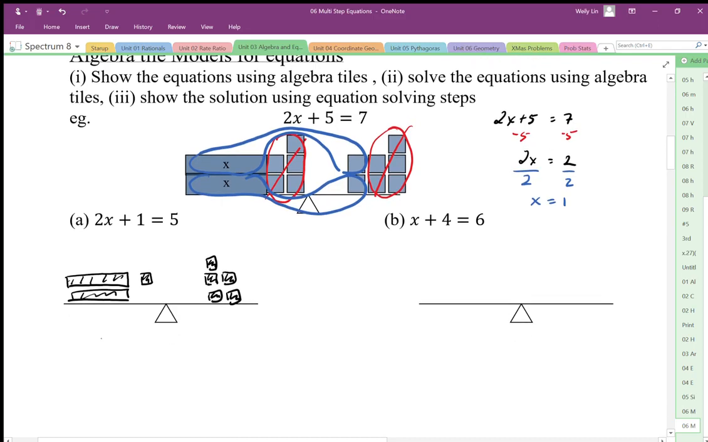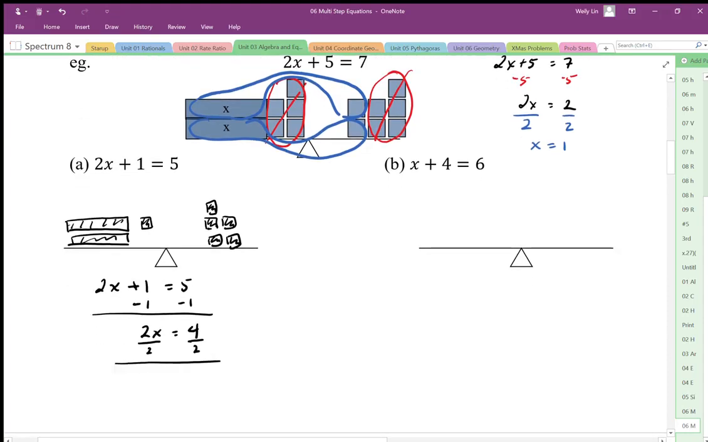Now you can just solve this algebraically. 2x plus 1 equals 5. We're going to do a minus 5, minus 5. So 2x equals negative 4. Sorry, what am I doing here? I need a minus 1. Minus 1, minus 1. So I get 2x equals 4. And then divide by 2, divide by 2. In my next step, I end up with x equals 2. So I have gotten x by itself.